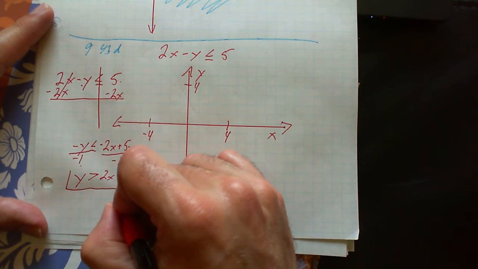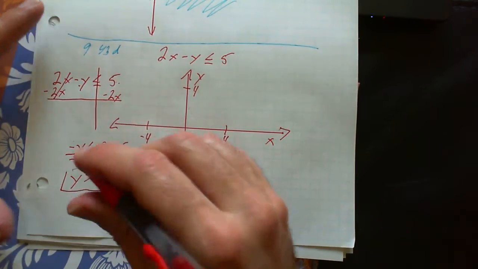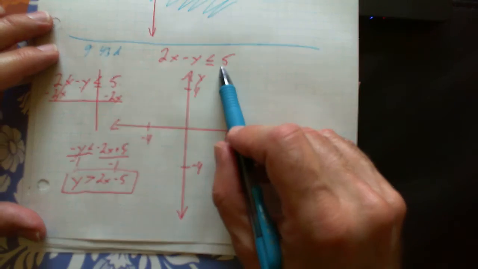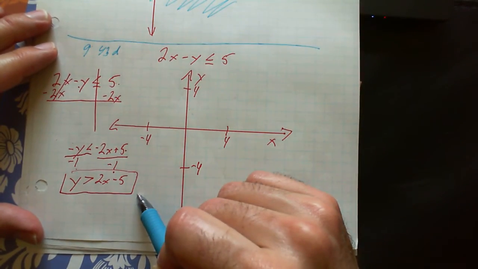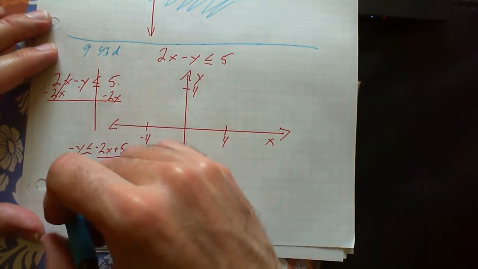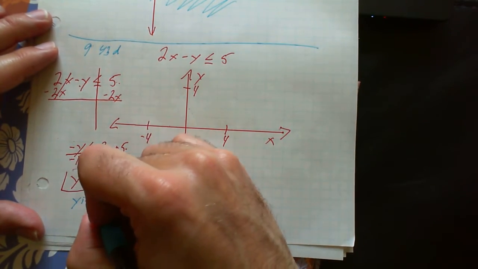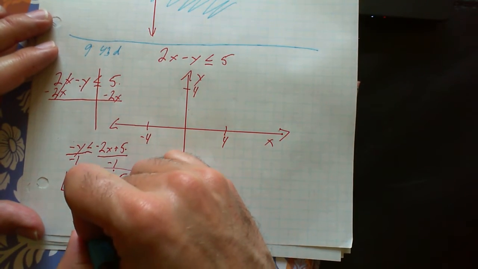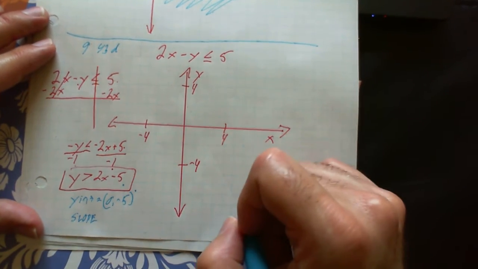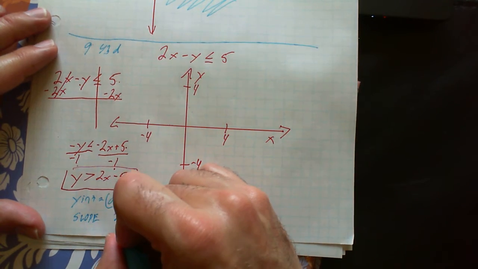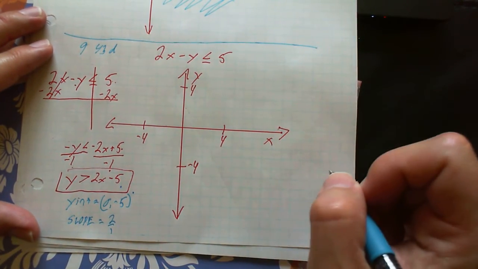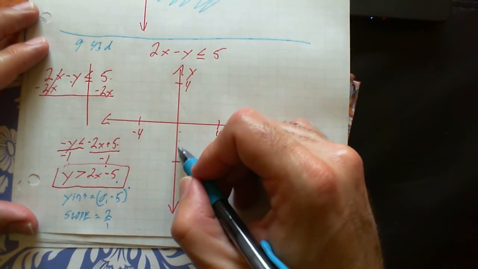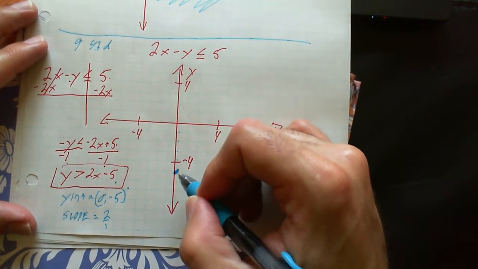Okay, so now let's graph that. That's much easier to graph, and then we can shade and we'll be done. Basically this equals that. Now I have my y-intercept. Y-intercept is negative 5. My slope is what? 2, or 2 over 1. So y-intercept negative 5 means on the y-axis, 1, 2, 3, 4, 5, I go down negative 5.